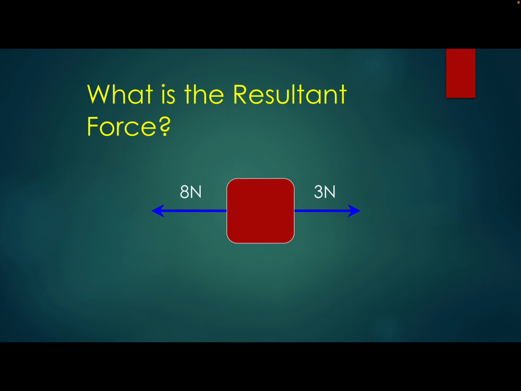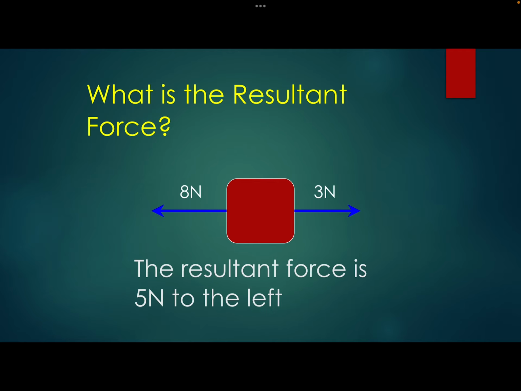Okay, hopefully you've got that it is 5. You've got 2 arrows, they're acting in opposite directions, so you take them away from each other, 5 newtons to the left.